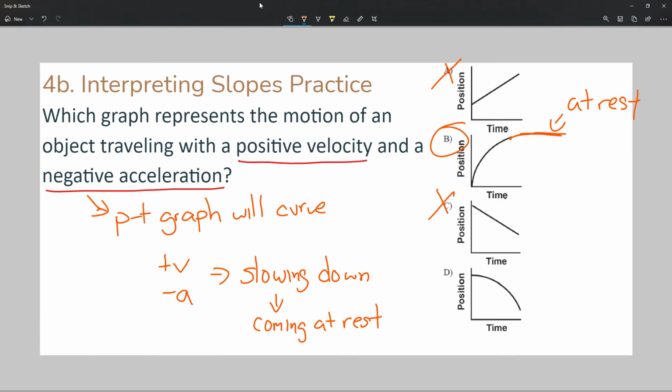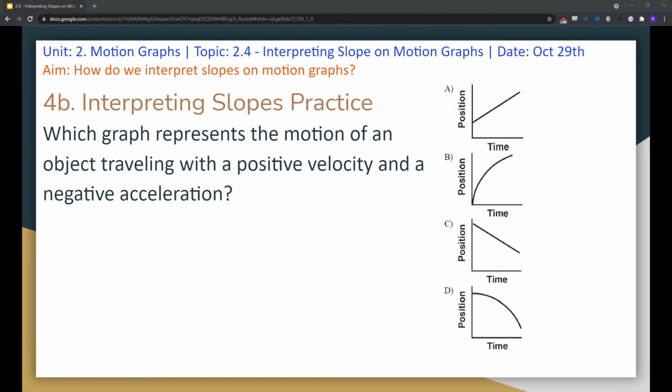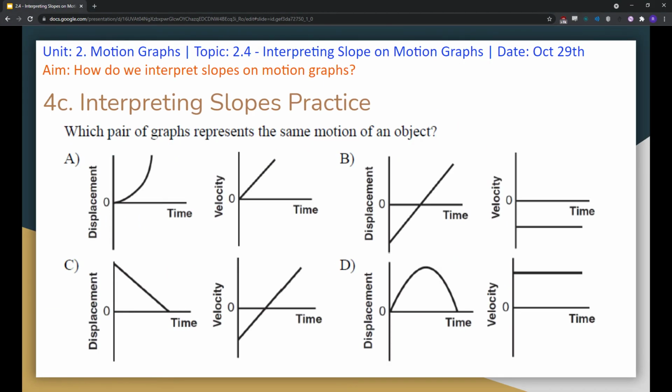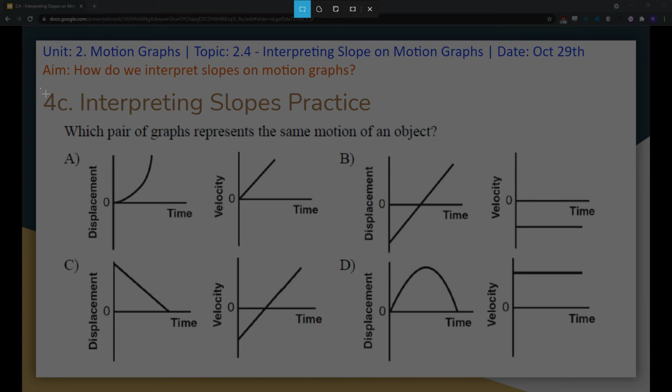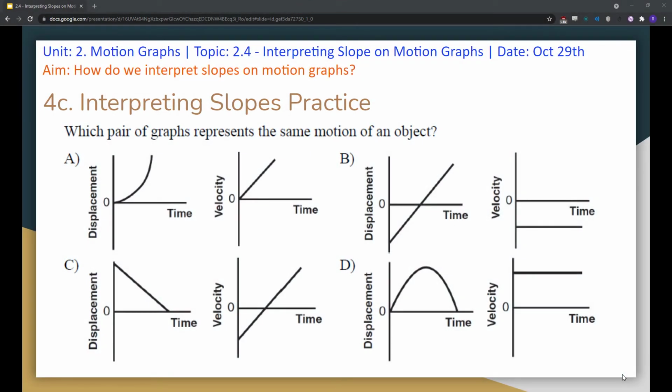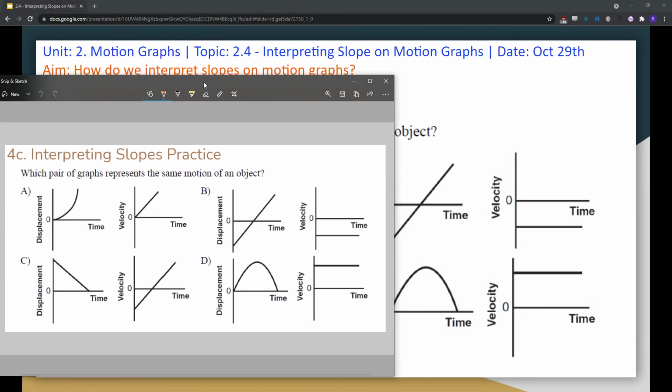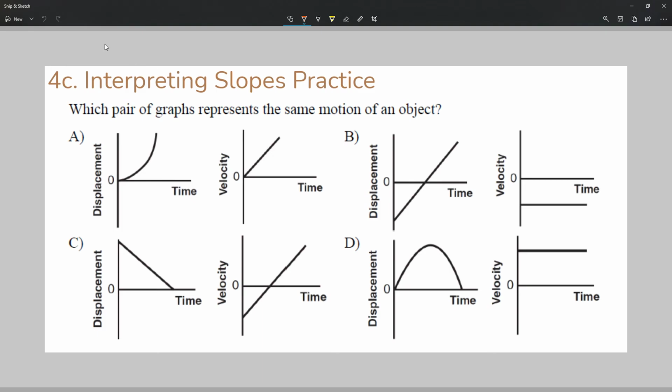All right, take a picture before, or copy down the notes before I move on. Feel free to pause the video. And so now we're at our final practice question. Which pairs of graphs represent the same motion of an object? Well, let's just take a look at these graphs. Let's start with D.